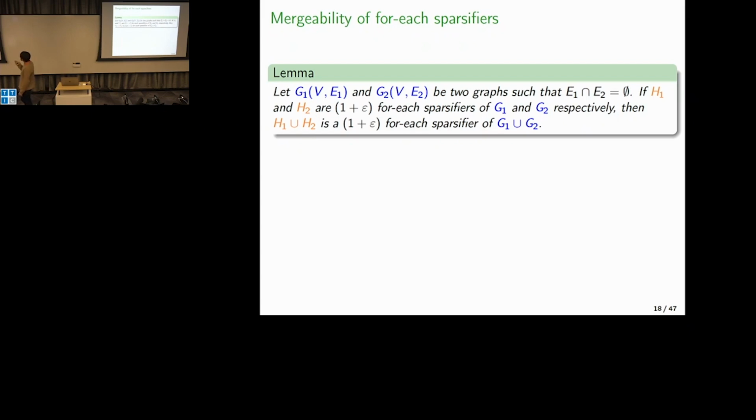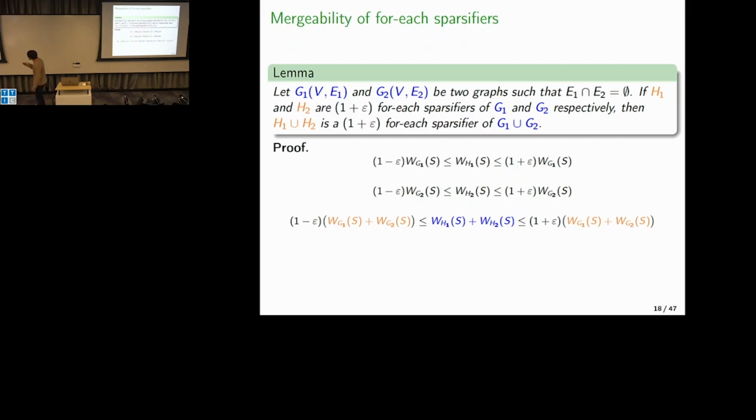And note that over here the edge set is disjoint. And this is really simple. You just write down the inequalities saying that for H1, the weight of this cut is roughly the same as in G1, and for H2 it's the same, and you just add it up. Since G1 and G2 have a disjoint edge set, this is just the same as the weight of the cut in G1 union G2. And this is the same for H1 and H2 as well.